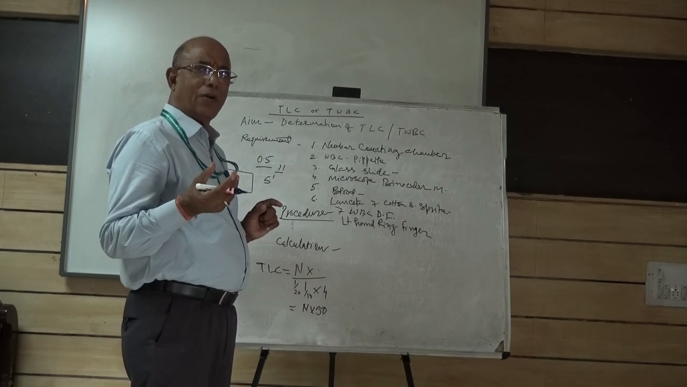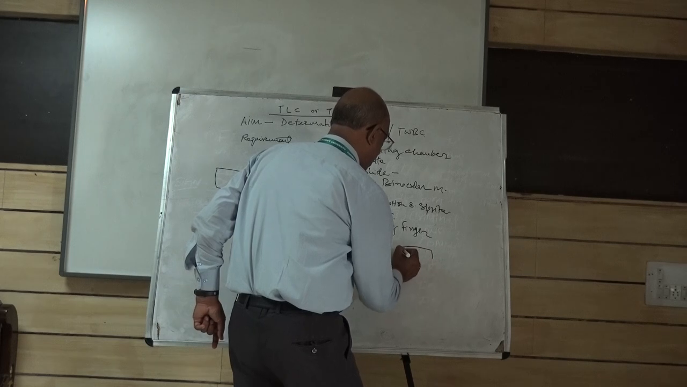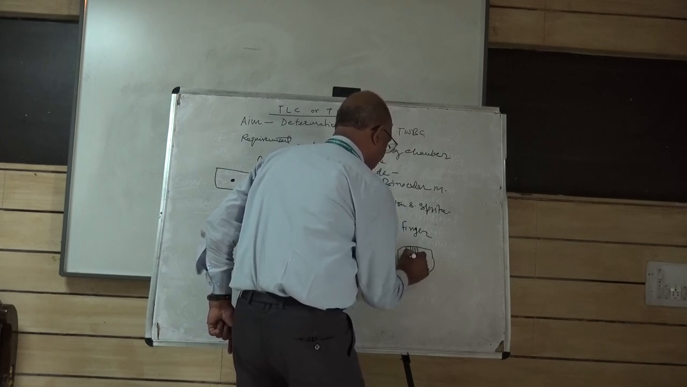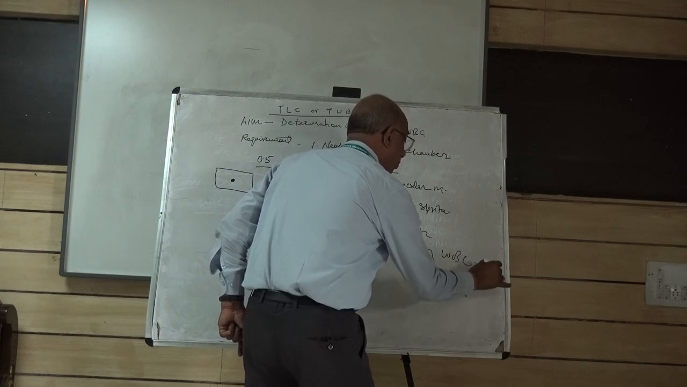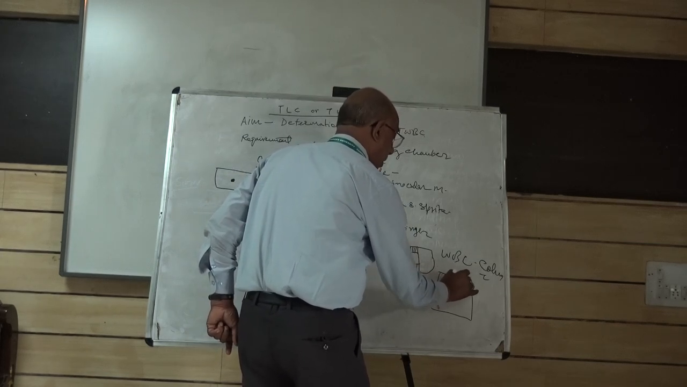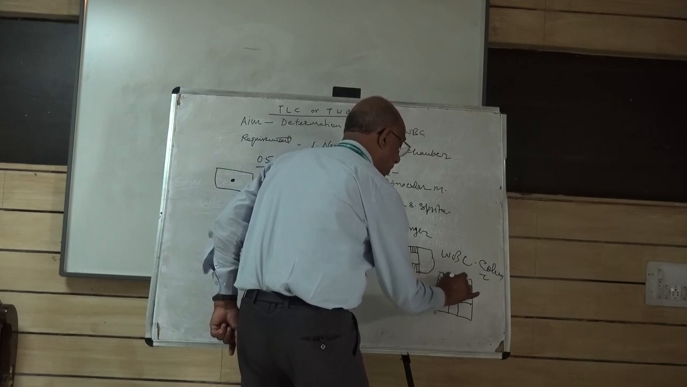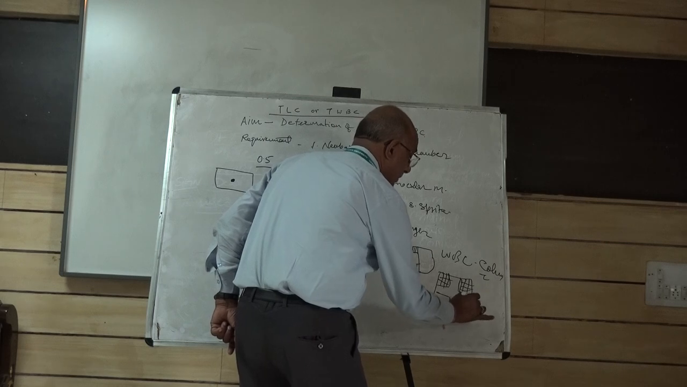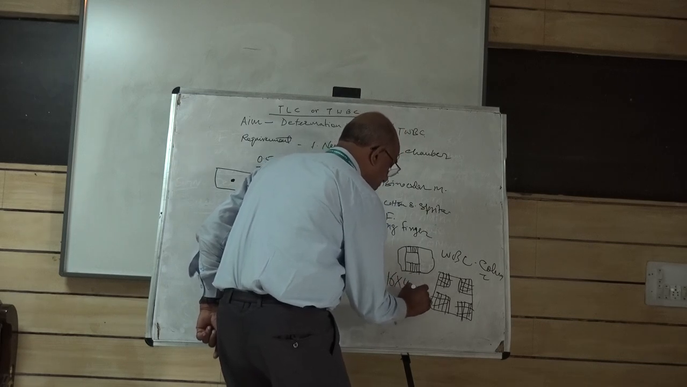After 5 to 10 minutes, we take the Neubauer counting chamber. Here we will have the WBC columns, 4 columns, one at each corner, and each column is subdivided into 16. So the total is 4 columns, 16 into 4, which is equal to 64.